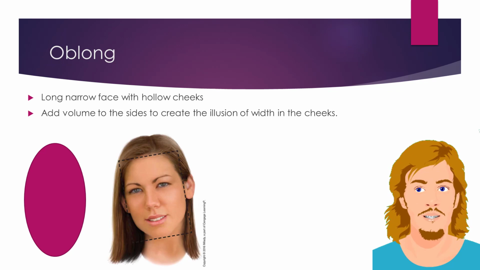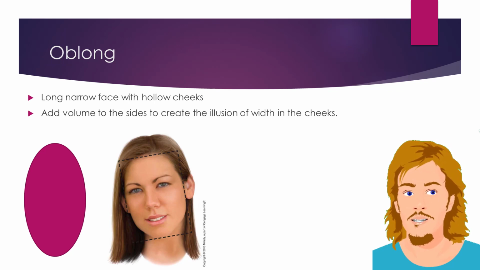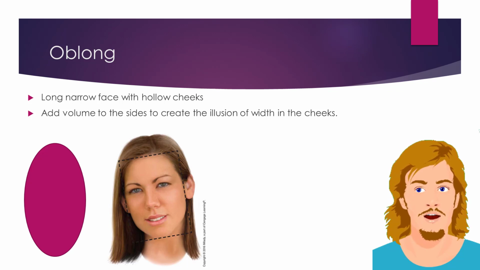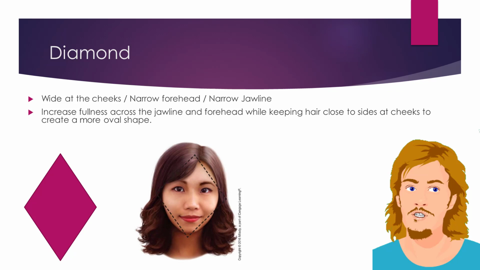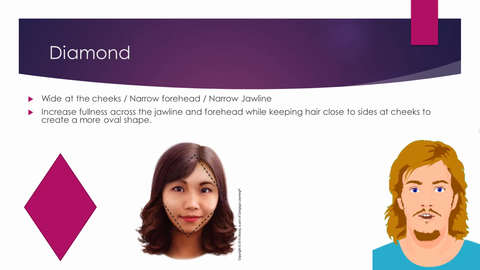The oblong face is very long, and narrow, with hollow cheeks. For this client, add volume to the sides, in order to create the illusion of width in the cheeks. The diamond shape is wide across the cheeks, and narrow in the forehead and jawline. Give the client more fullness across the forehead and jawline, while keeping the sides tucked in close to the cheeks, to create a more oval-appearing shape.